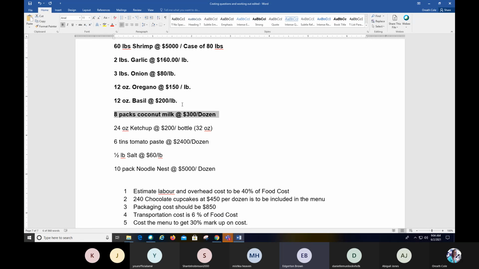All right, Miss. It's just saying that we need 8 packs of coconut milk, and the coconut milk costs $300 per dozen. All right. So what do we know? So we want to find the cost for what? Eight, 8 packs, Miss. All right, good. And we only know the cost for how much? One dozen. All right. How much is a dozen? 12, Miss. Okay, excellent. Next one.